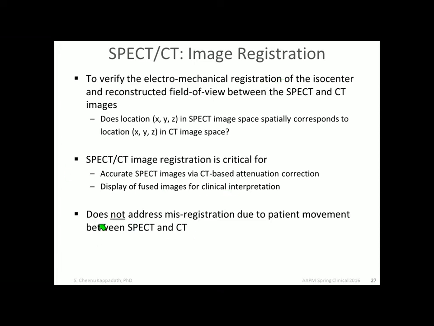This does not address image registration due to patient motion, okay? You have to remember that SPECT CT is not simultaneous imaging, right? They are sequential scans. You do either the SPECT first and then the CT, or vice versa. So there is obviously a chance of motion between these two, and this test is not going to address that.